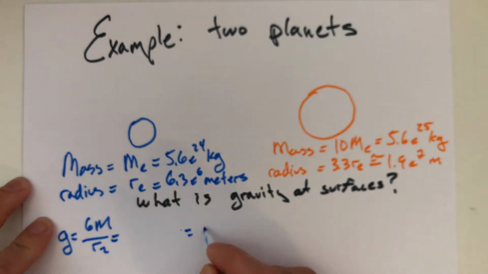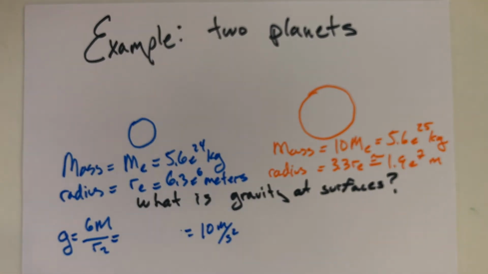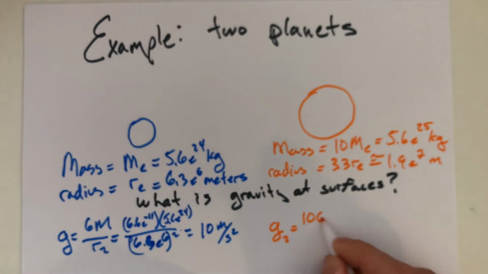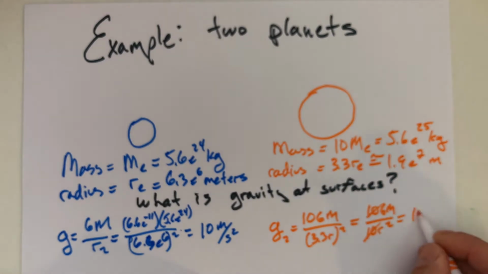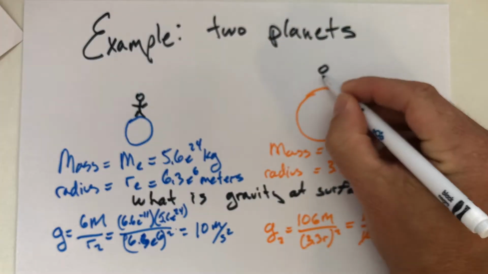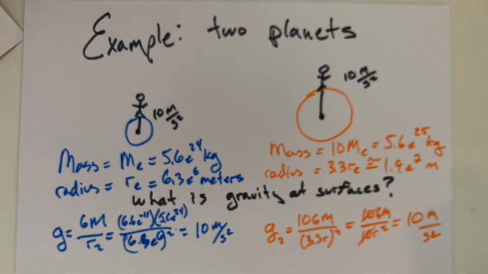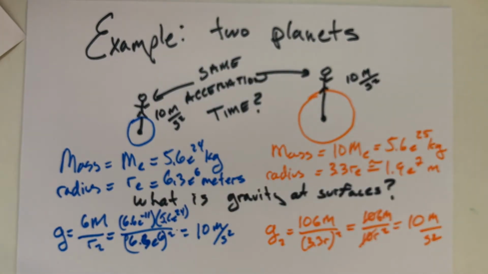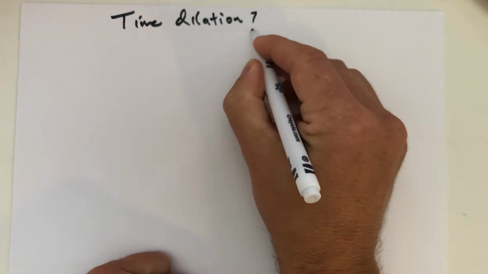Given these numbers, what is the gravity or acceleration at the surface of the planets? Well, applying Newton's formula, we get 10 meters per second squared on both planets. So they both have the same acceleration at the surface. This is because the radius is larger for the planet with more mass.